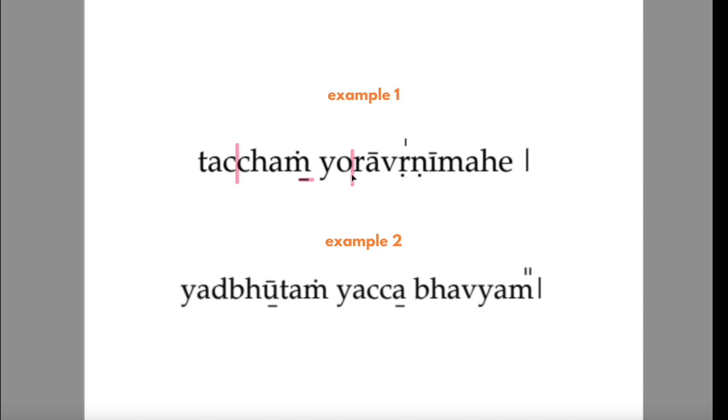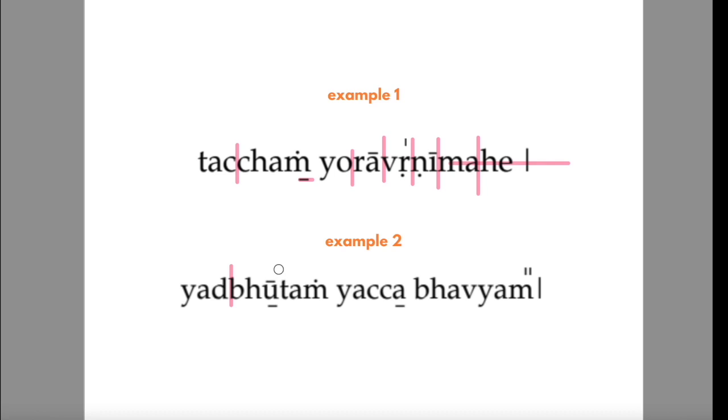Tachai yo, ra is middle, vri going high, ni double I, so the sound is stretched, ni ma he middle sound. Tachayyo ravrini mahe. Example 2 from the Narayan Upanishad.